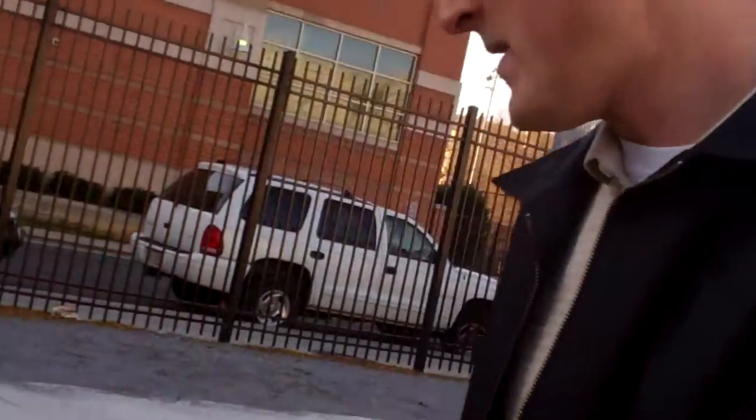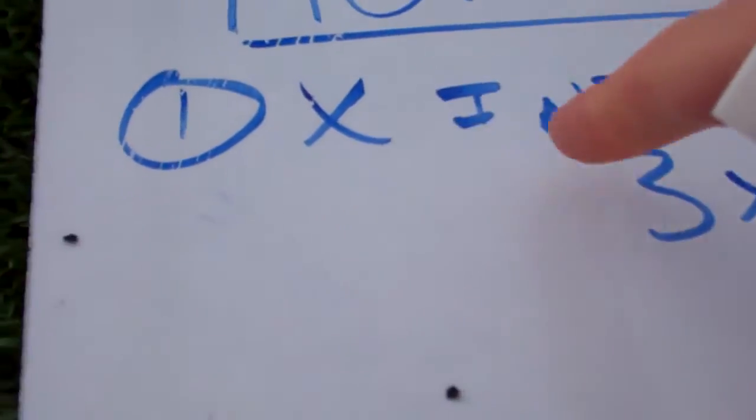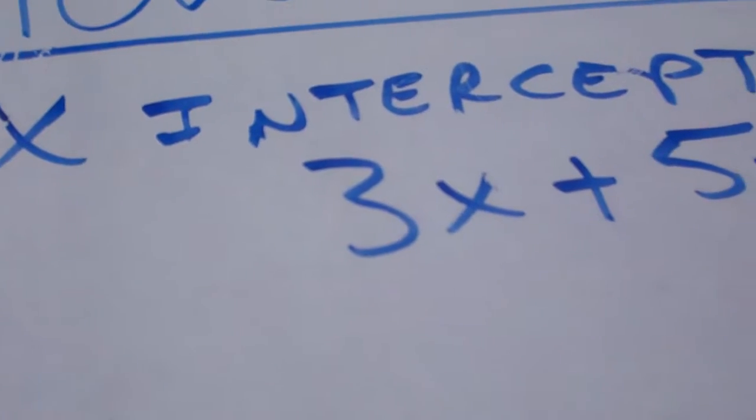You intercept something. During the Super Bowl, Blackman intercepted a pass from Tom Brady. He went in the path of it and snagged it and took it off, all right? So we have 2 types of intercepts with math, with these lines and equations. We have the x-intercept and we have the y-intercept, which we'll talk about later.